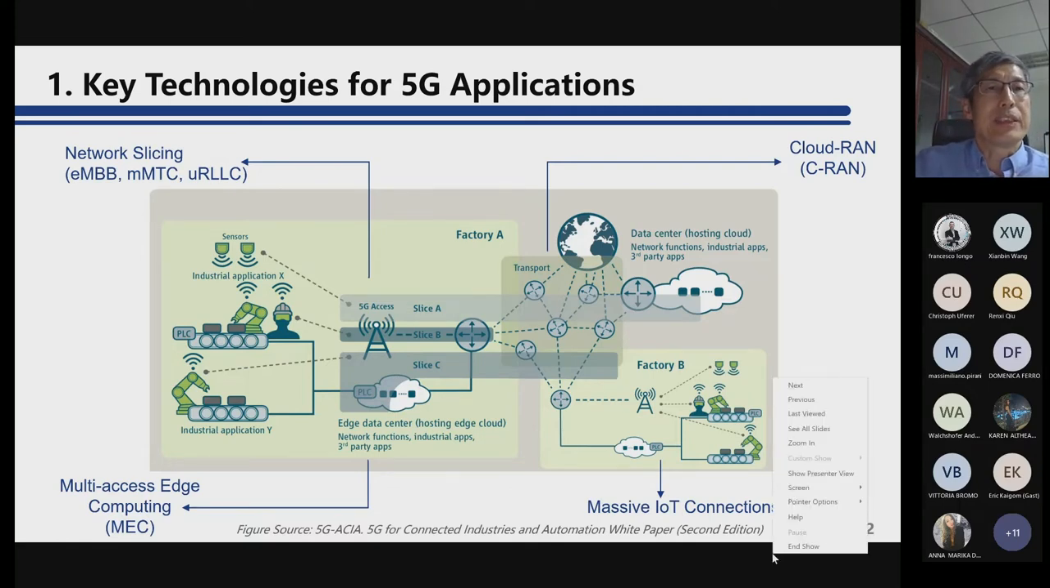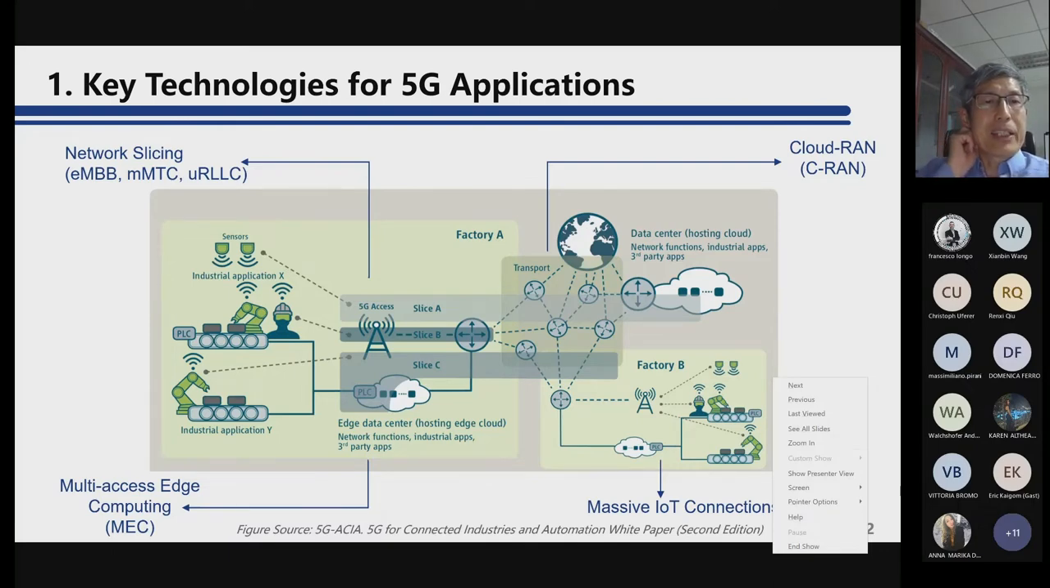Of course, we have the eMBB, which is enhanced mobile broadband, and mMTC, massive machine type communication, and URLLC, ultra reliable low latency communication. All these three are so important in the manufacturing environment. I will briefly mention in the next few slides why. And then Cloud RAN, because before even 5G, we already had a lot of cloud manufacturing, many applications only in the cloud. So Cloud RAN becomes another level of application.